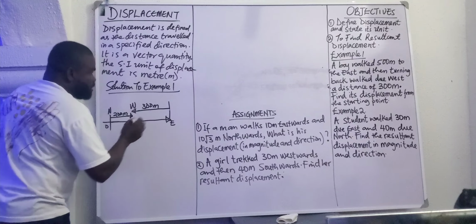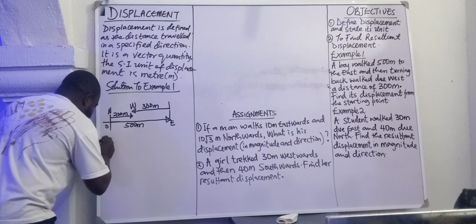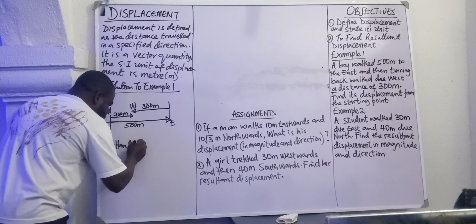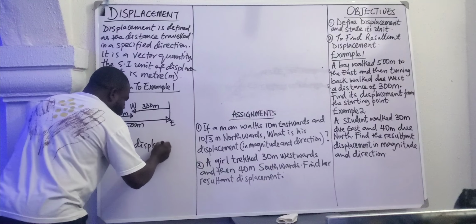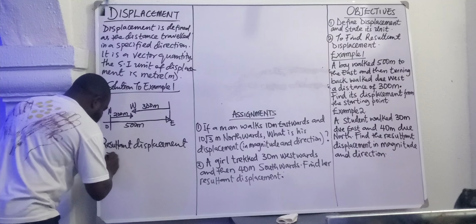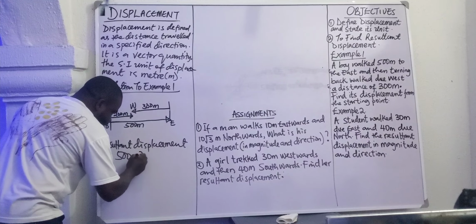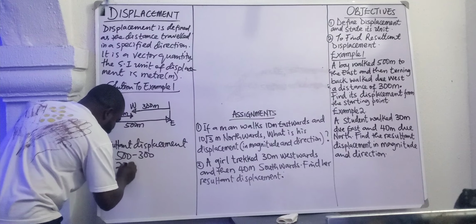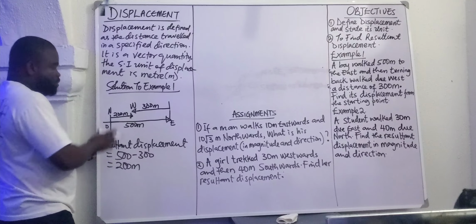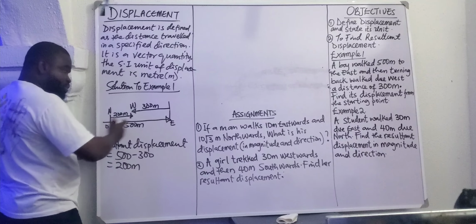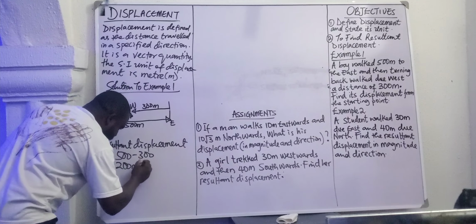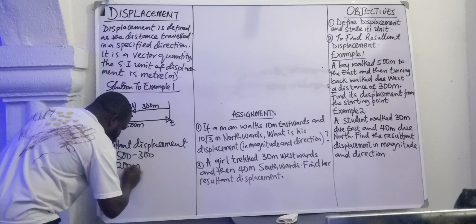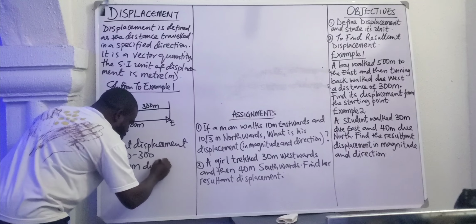So I say that the resultant displacement from the starting point equals 500 minus 300, which gives us 200 meters. In what direction? In the east direction, because he did not complete the entire distance in the eastern direction. So this is 200 meters due east.